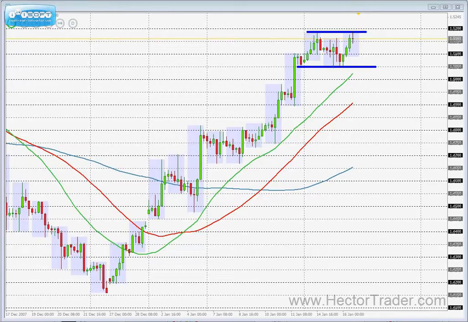The first one is the euro against the Canadian dollar on the 4 hours time frame, which is the chart you're looking at right now, and well, let's get going.